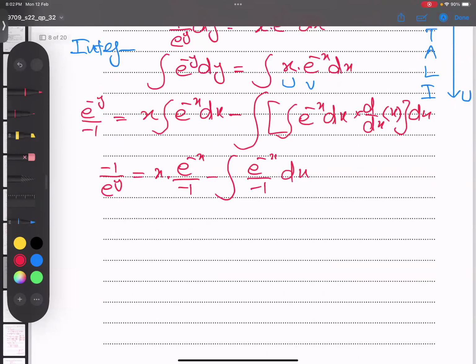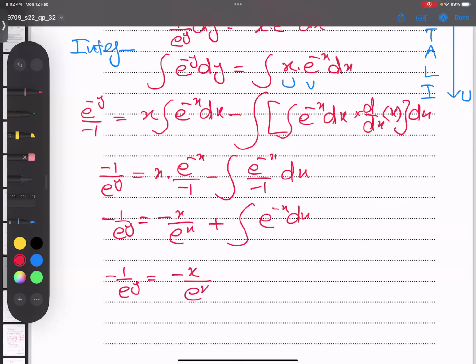I did not finish the whole integration yet. This is again the same story. It will come down: negative x over e to power x. Negative, negative, positive, and this stays behind. I think up till here, no problem. So -1 over e to power y equals negative x over e to power x.